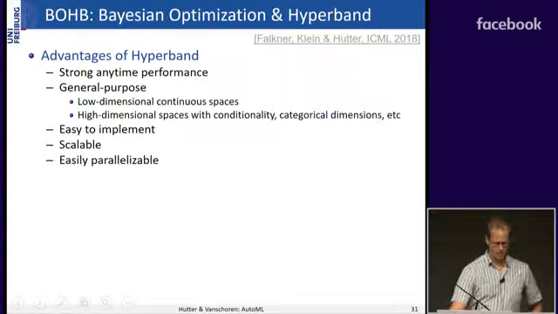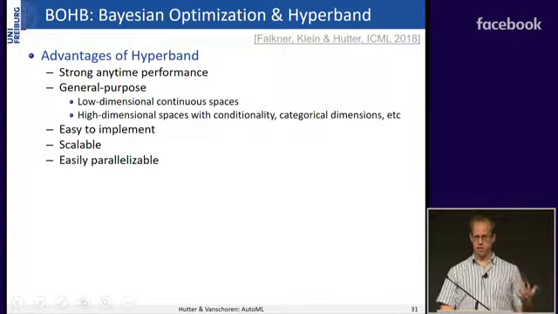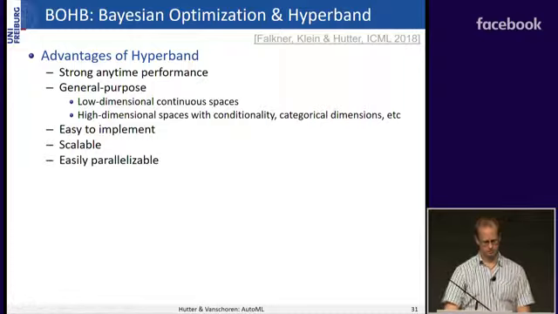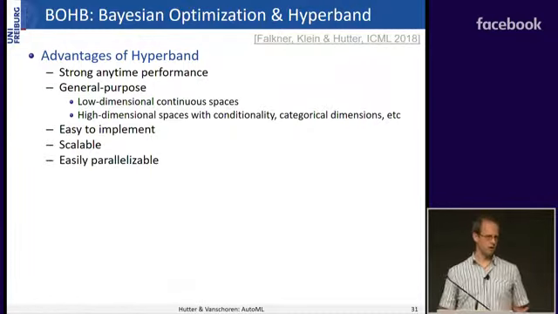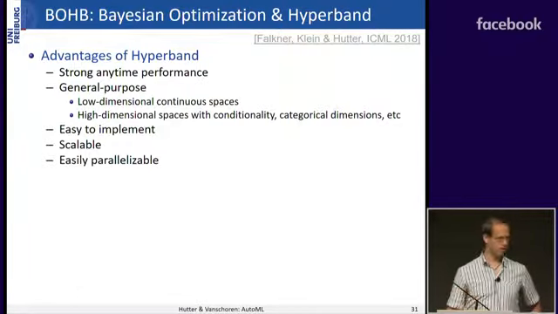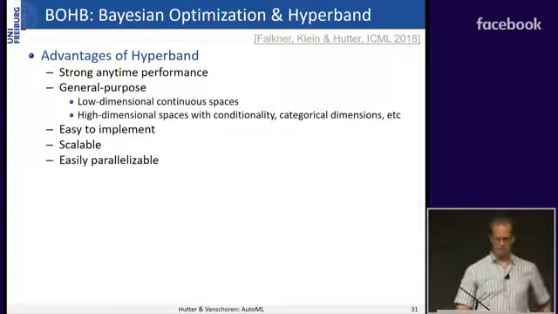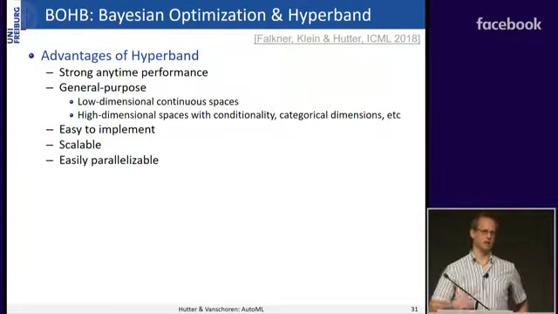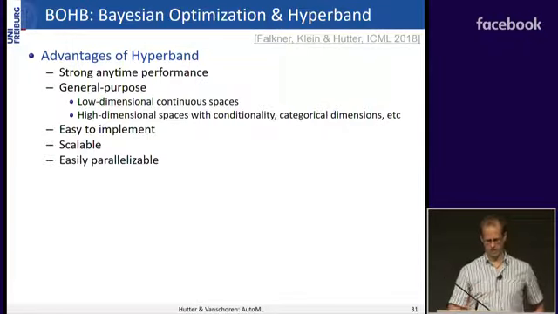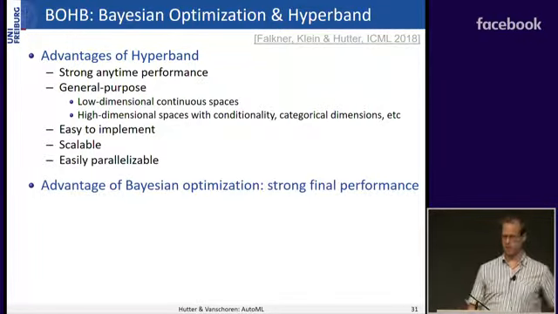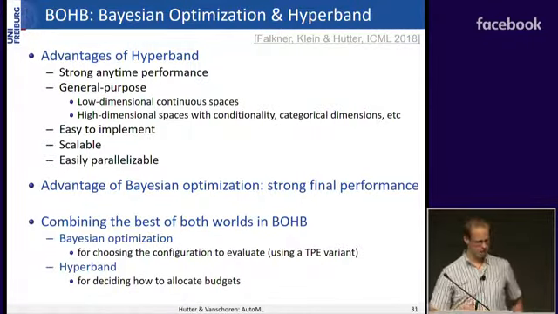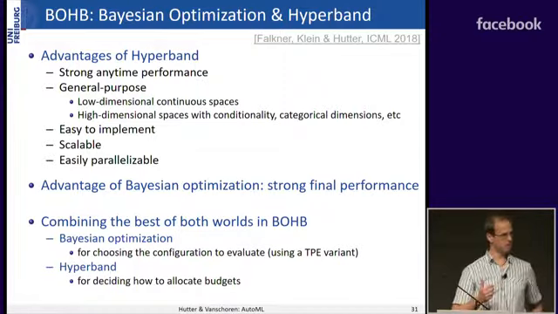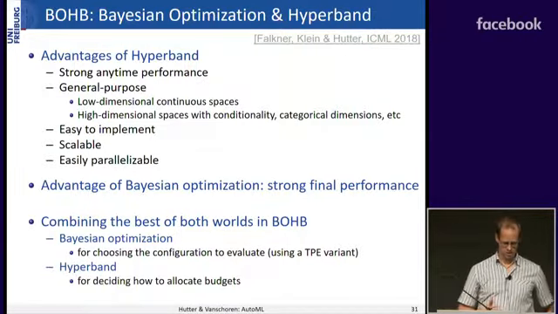Hyperband has a lot of advantages. You have strong anytime performance due to these multi-fidelities. It's general purpose for low-dimensional and high-dimensional spaces, conditionalities, and so on. It's all not a problem. It's very easy to implement. It's also scalable and easily parallelizable. However, it is based on random search. And so it doesn't exploit knowledge about which hyperparameter settings work well. And that's where Bayesian optimization is strong. So therefore, we combined them to get the best of both worlds. We used Bayesian optimization in order to pick these configurations, and then used Hyperband in order to allocate their budgets.